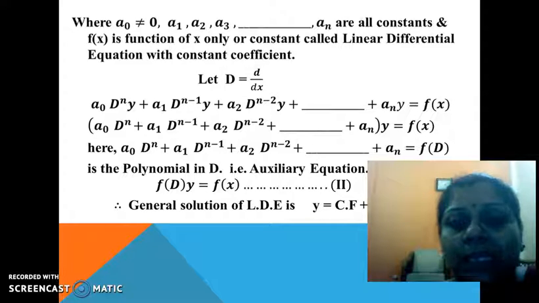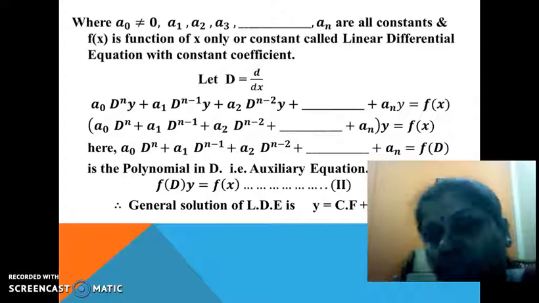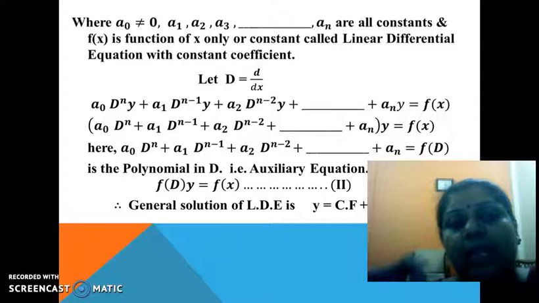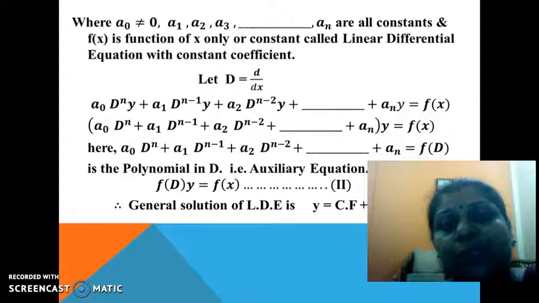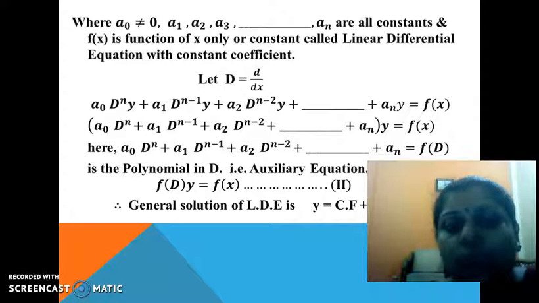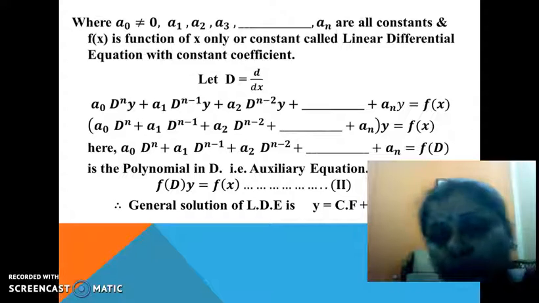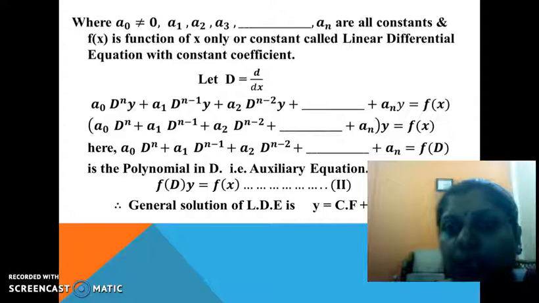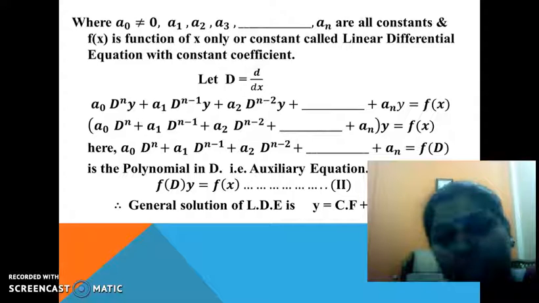This polynomial in D is called the auxiliary equation and it is represented by f(D). So in this step, we replace the terms a0 D^n + a1 D^(n-1) + a2 D^(n-2) + ... by f(D). So we write the linear differential equation in the form f(D) y = f(x). It is called equation 2. Here equation 1 and equation 2 are both called linear differential equations with constant coefficients.